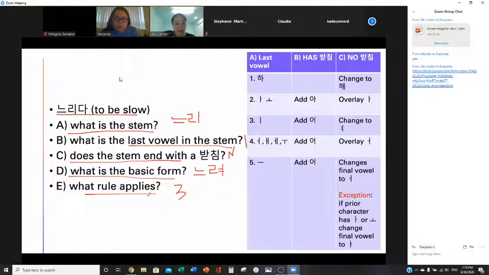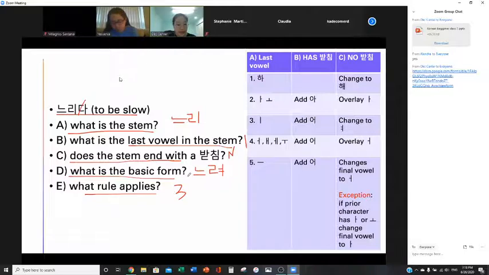So for people who are still confused, I'm going over this again. What is the stem? It's 느리 because you removed the 다. These are the stem. And what is the last vowel in the stem? The last vowel right here is the 이. This is the last vowel in the stem. And does the stem end with a pachim? This one doesn't have any pachim right here. Pachim usually is at the bottom. So there's no pachim, therefore no.